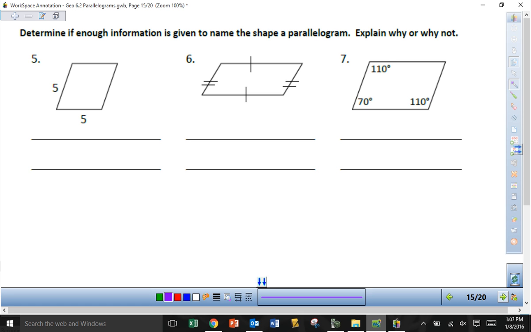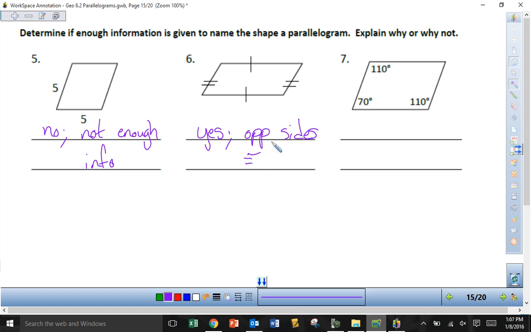So number 5 here, we've got two sides. They are consecutive. Our properties say nothing about consecutive sides, so we're going to say that no, they're not enough to tell us because there is just not enough info. We don't know anything about the opposite sides, so we can't tell if it's a parallelogram or not. It could be, we just don't know. On number 6, yes, because those tick marks mean that the opposite sides are congruent, and that is enough.